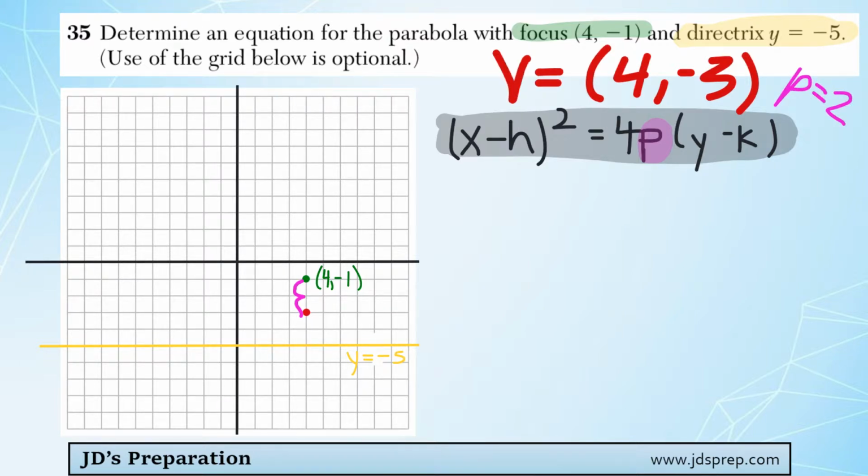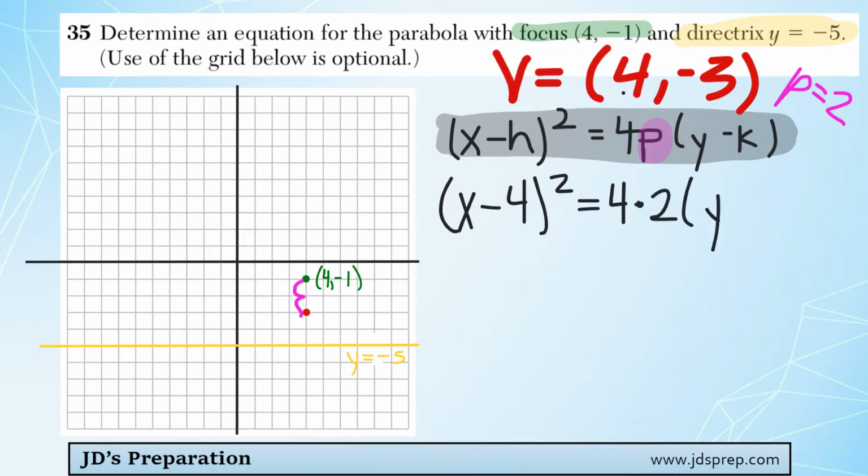All right, with all that done, let's go ahead and write out our equation. So our h value is the x value of the vertex, that's 4. Our p-value is 2. And our k-value is -3. So because we're subtracting it, it'll actually become addition. All right, so that is the equation for the parabola. However, oh, well, I guess we should change that to an 8.